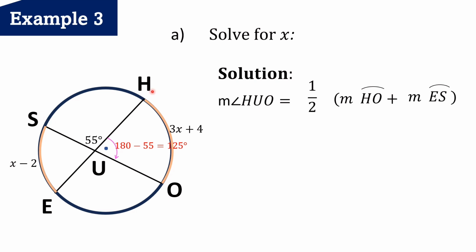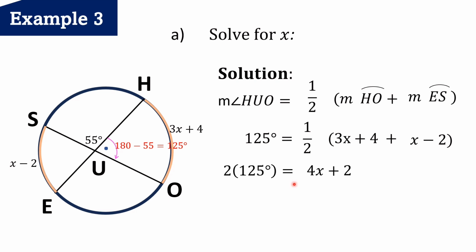To get the angle HUO, subtract 55 from 180. Therefore, it is 125 degrees, which is equal to 1/2 of 3x plus 4 plus x minus 2. By multiplication property of equality, combining like terms, we have 2 times 125 is equal to 4x plus 2. Applying the additive inverse, we have 250 minus 2 is equal to 4x. Divide both sides by 4. Therefore, the value of x is 62 degrees.